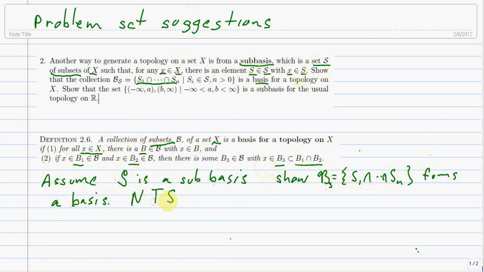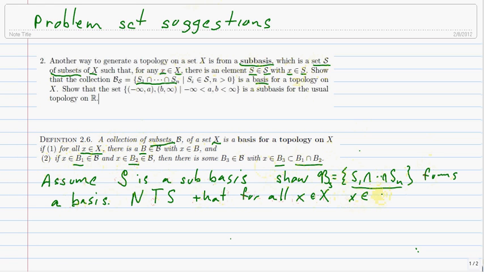We need to show that for all x in X, x is in some element of B sub S. x lies in some finite intersection of subbasis elements. And so x is in one of the S's or in some intersection of the S's. But that's actually given.